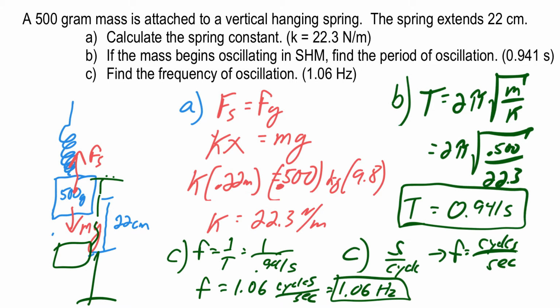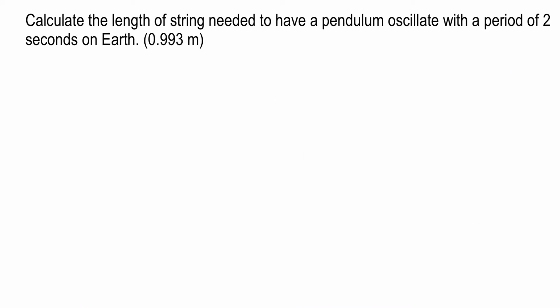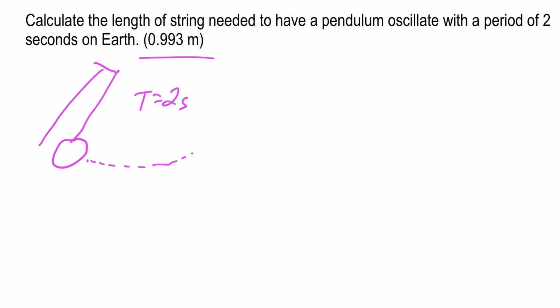All right, let's move on to the next one. All right, so we have a pendulum. And our pendulum is going to be oscillating back and forth, okay, with a period of 2 seconds. And we're just simply solving for the length of string. So what is the length going to be for this to happen?